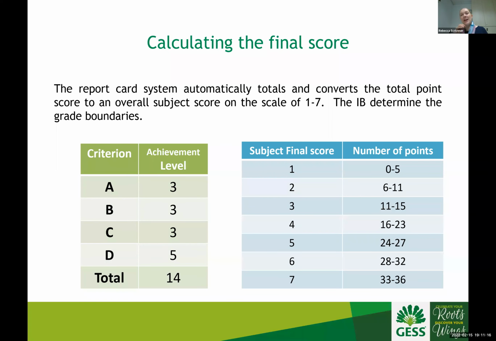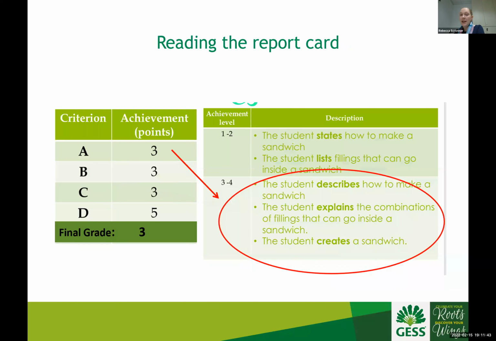For each criterion, we score out of 8, but the IB final subject score, and this is as well for the diploma program, is always out of 7. So this student's got their grades for criterion A, B, C, D. The ManageBack system will total that to 14, and that is automatically referenced against the grade boundaries. So a 14 point score is a 3. And so on the report card, you see the final grade, and the final grade is a 3. For the criteria, I award a 3 that matches the descriptor for that criteria.